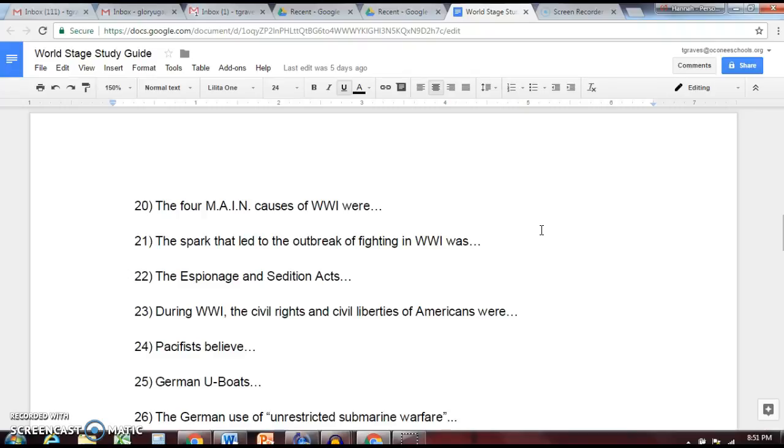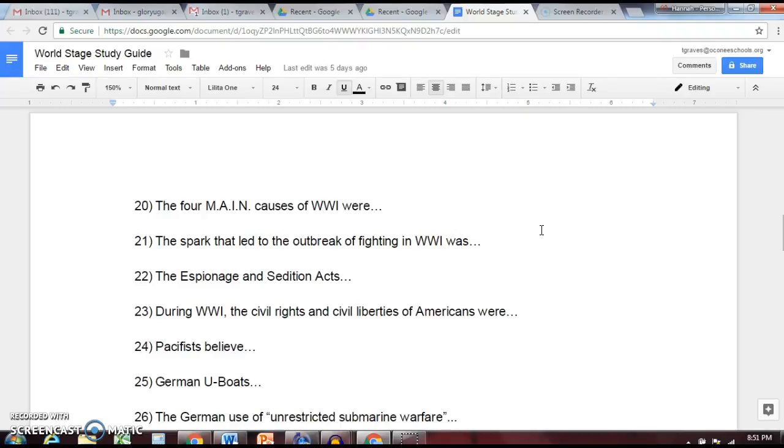Number 21, so basically those four main causes, militarism, alliances, imperialism, and nationalism, imagine you're mixing them all into this toxic mix, and it's just waiting for one little spark to set the whole thing off into flames and a massive explosion. So that spark that sets off those main causes that led to the outbreak of fighting in World War I was the assassination of the Archduke Franz Ferdinand. He was the heir to the empire, and he was basically the prince of the Austro-Hungarian Empire.